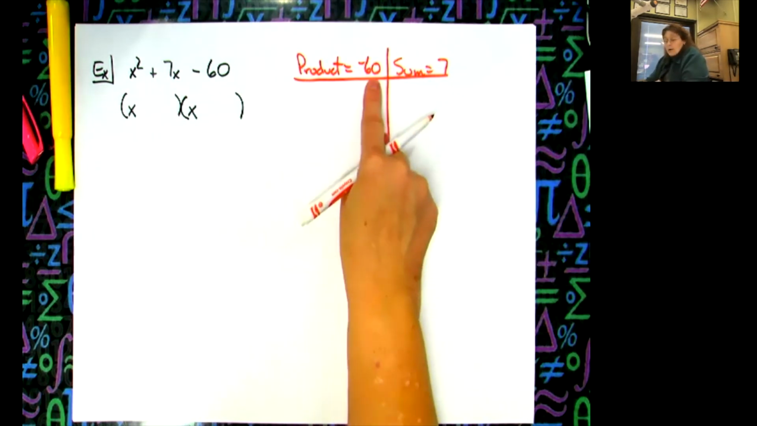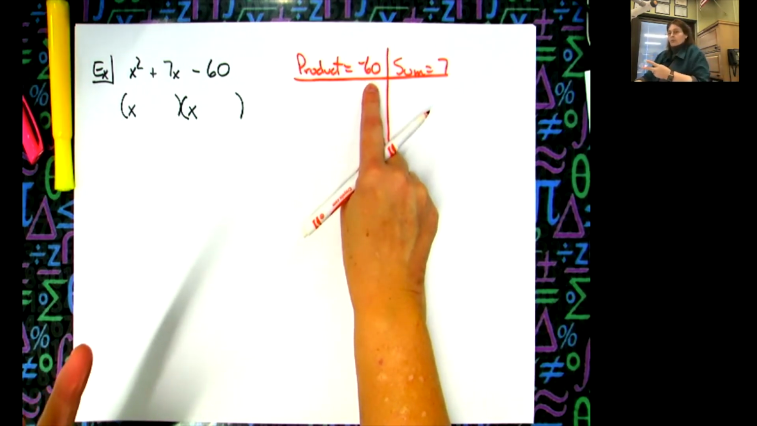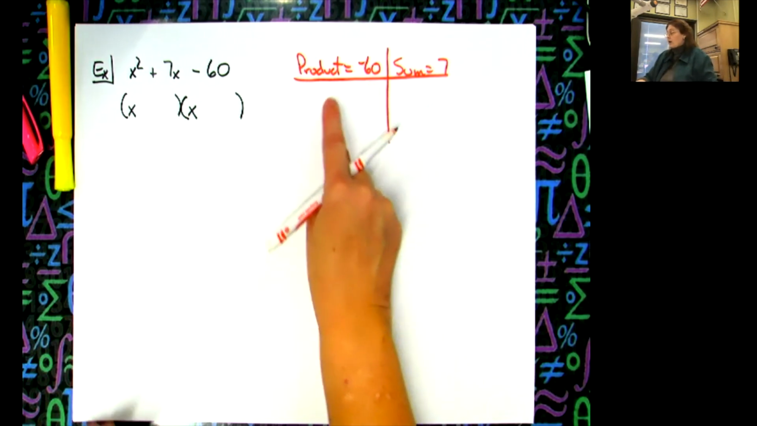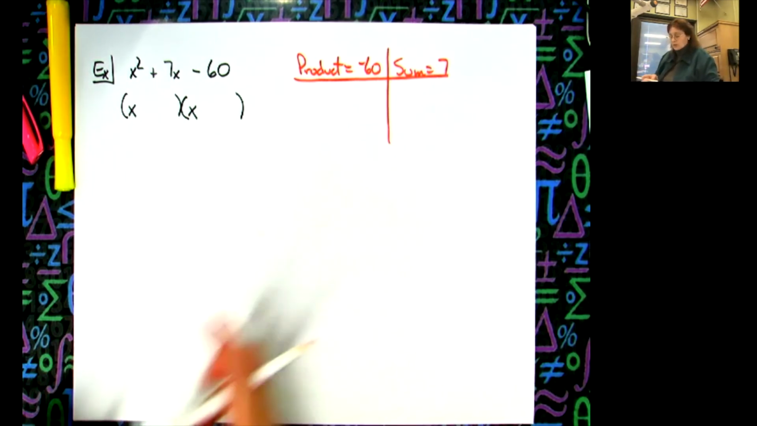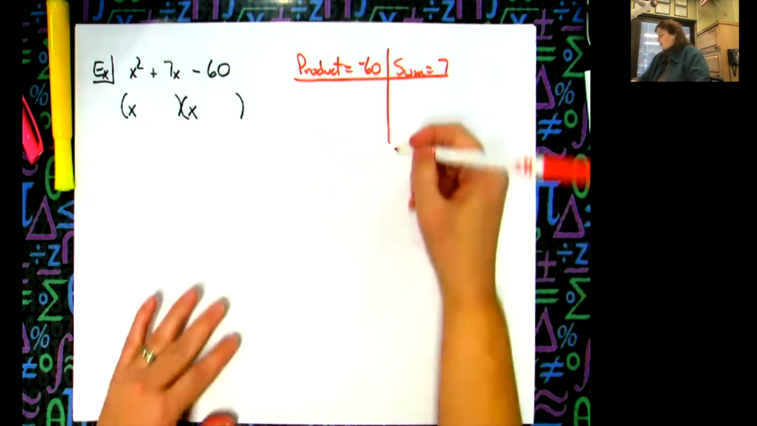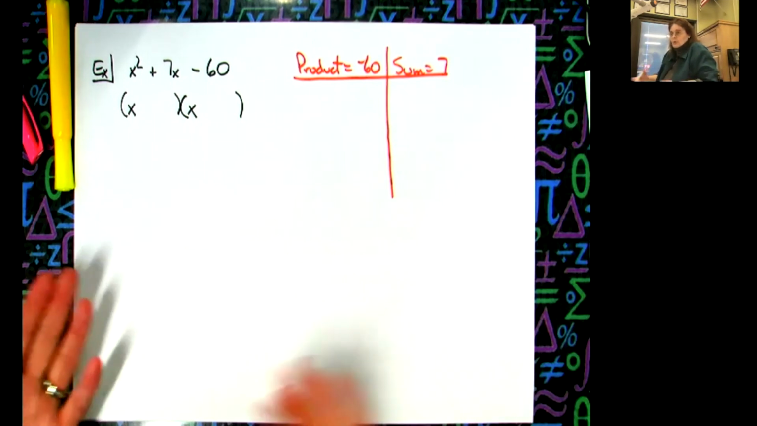Now again, stop and think about this. If I am going to multiply two numbers and it needs to be a negative, I'm going to have one negative and one positive. The only way I can get a negative product is to have unlike signs. So every time I test my factors, I'm going to make one of them positive and one of them negative. Now I do try to do this in a very systematic way, in the sense that I start with 1 times 60.